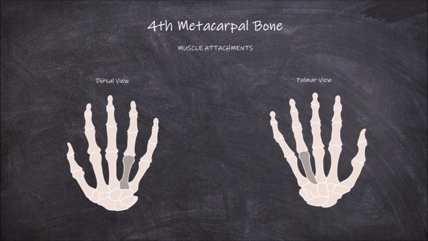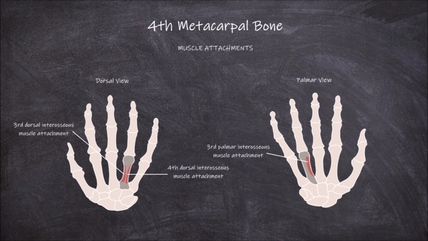What about the muscles that attach to this bone? Three muscles attach to this bone. The third palmar interosseus originates from the lateral side of the palmar surface of the shaft of this bone. The medial head of the third dorsal interosseus muscle originates from the lateral side of the shaft of this bone. In addition, the lateral head of the fourth dorsal interosseus muscle originates from the medial side of the shaft of this bone.